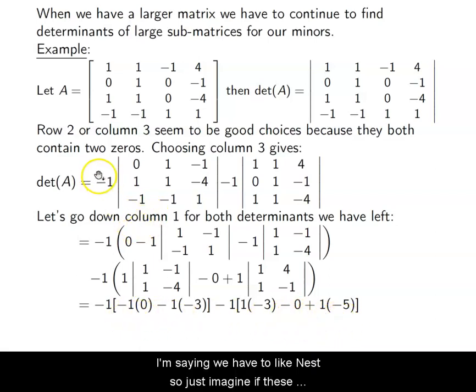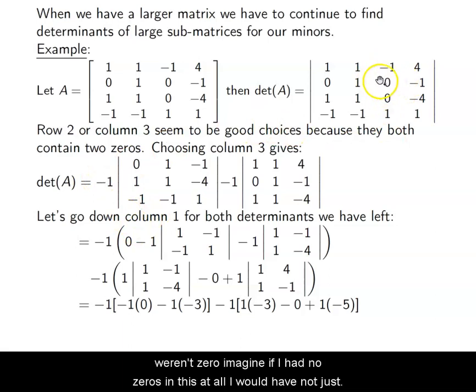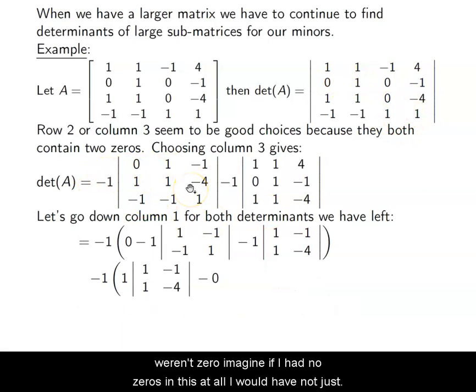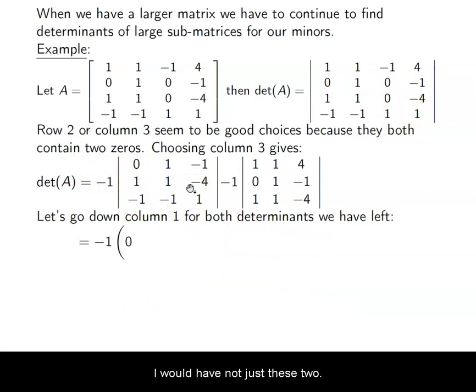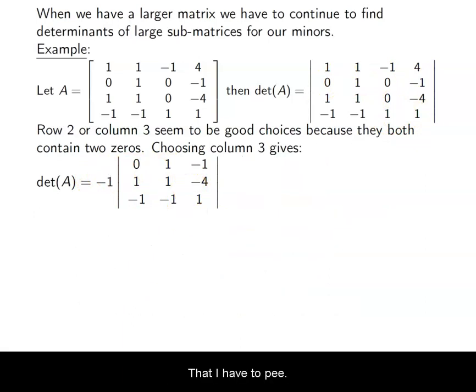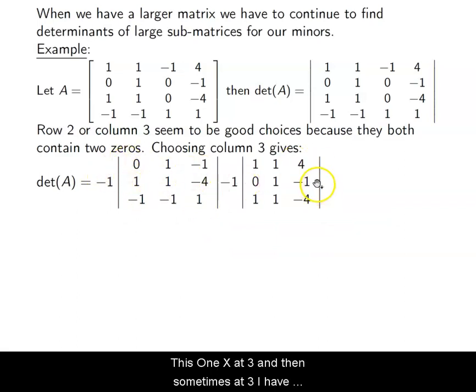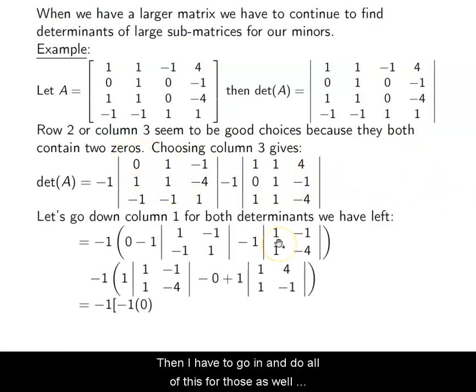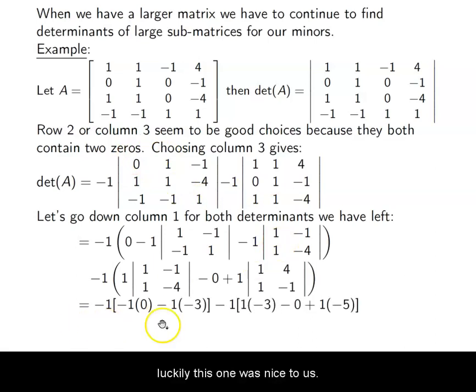So you see what I'm saying? We have to nest. So just imagine if these weren't 0. Imagine if I had no zeros in this at all. I would have not just these two that I'd have to compute, right? This one times a 3 and this one times a 3. I'd have another 3 by 3 and another 3 by 3. And then I'd have to go in and do all of this for those as well. Okay. So luckily this one was nice to us.